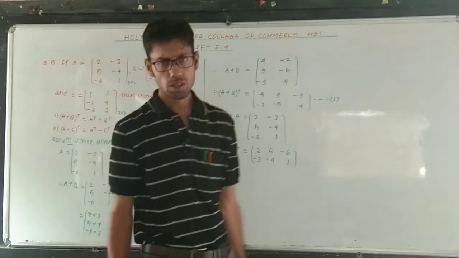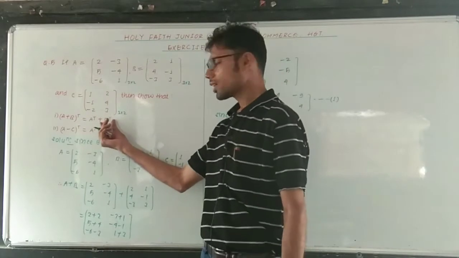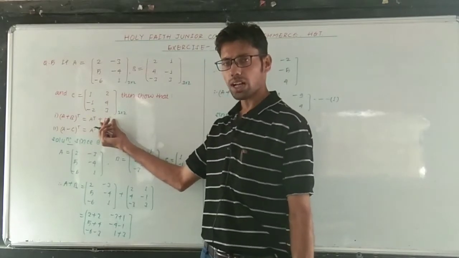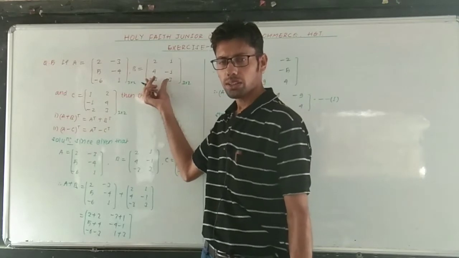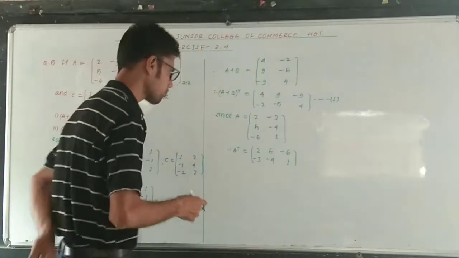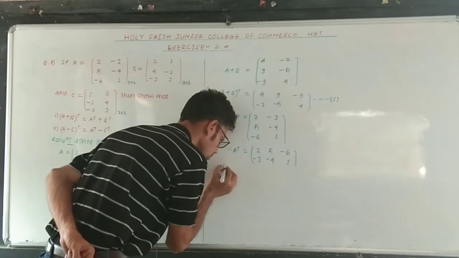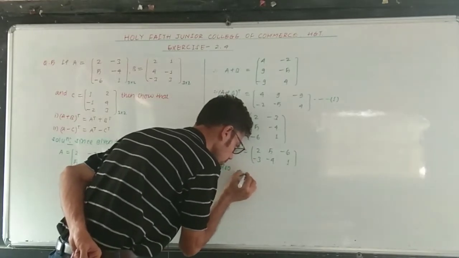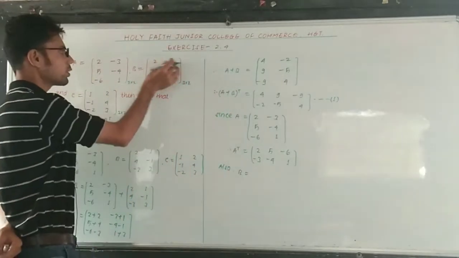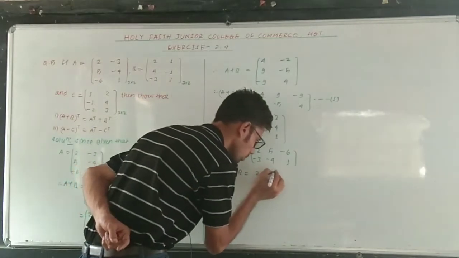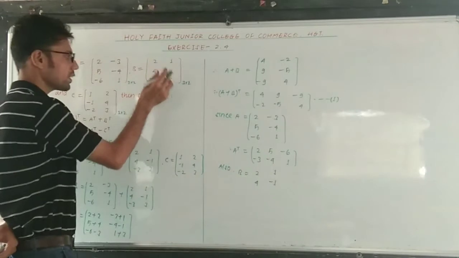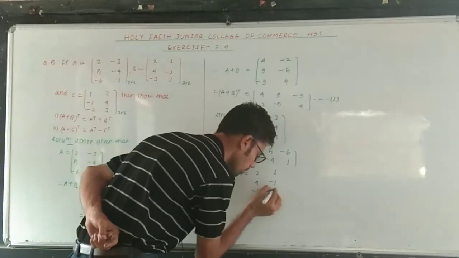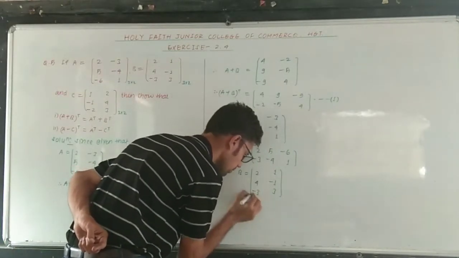After that we have to find out the next value, that is transpose of B. Transpose of B we have to find out from matrix capital B. Since capital B is equal to 2, 1, 4, minus 1, minus 3, 3.